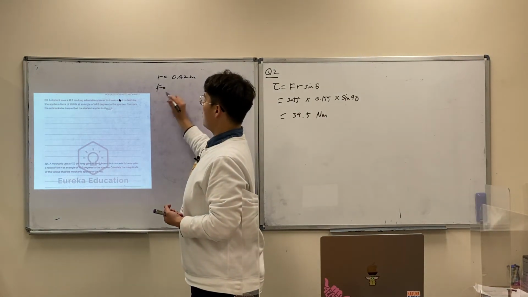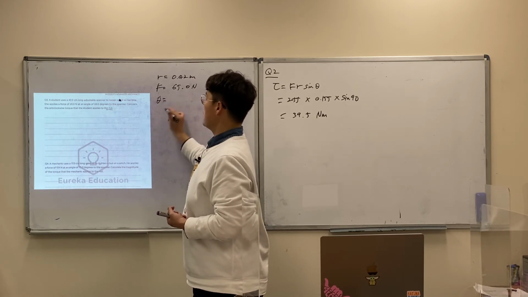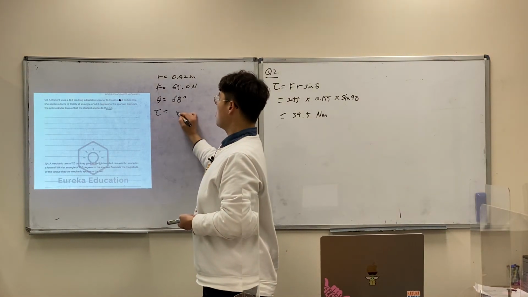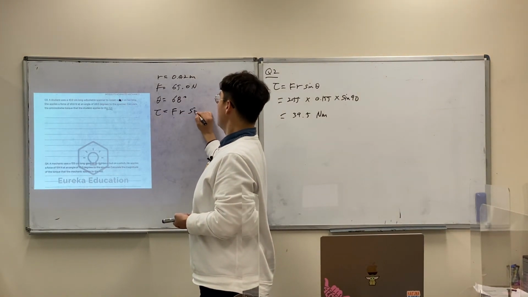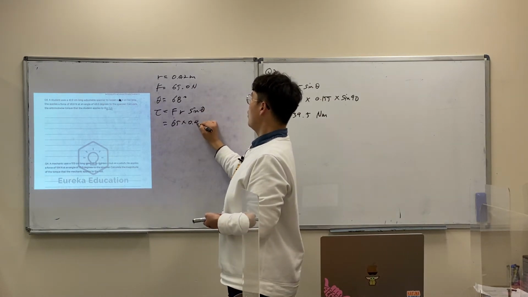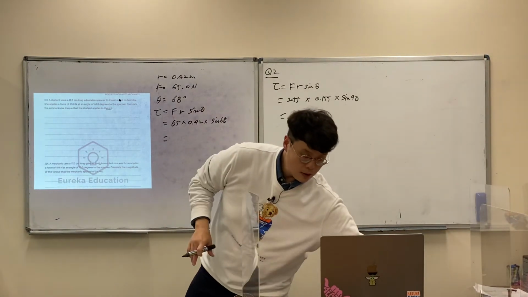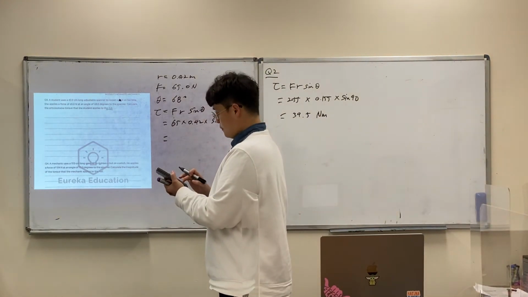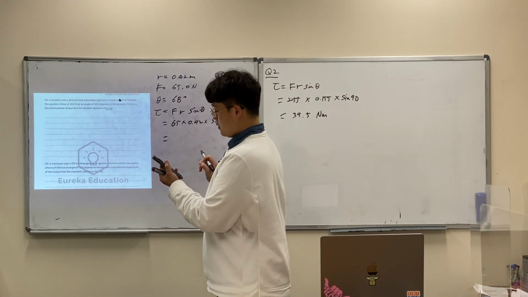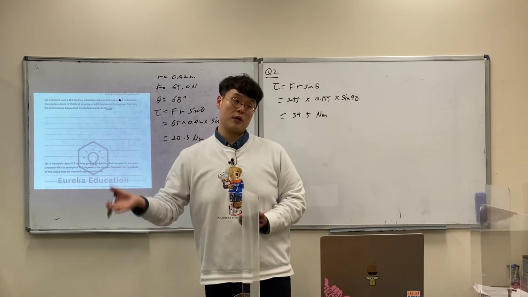Force applied on the spanner is 65 Newton to create the turning effect, but the angle was given as 68 degrees. So the turning effect, torque, can be calculated by F times R times sine theta. That's 65 times 0.42 times sine 68. Okay, and Aaron, what'd you get? 25.3. Yep. Newton meter in the anti-clockwise direction.